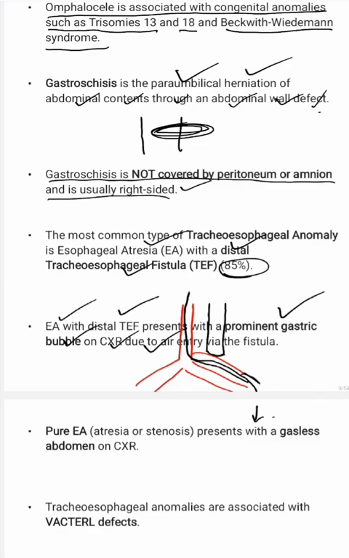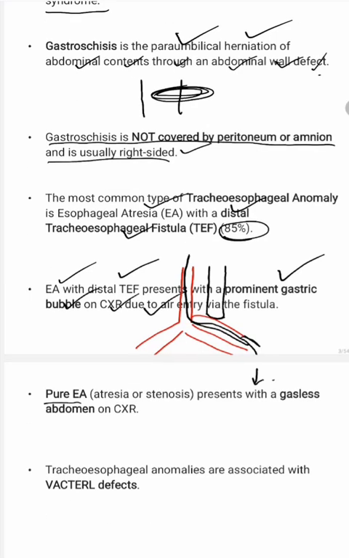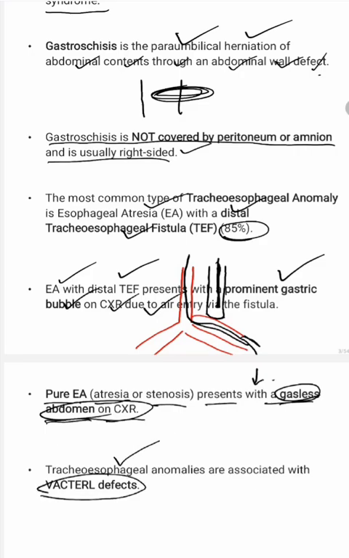and there is a gastric bubble on X-ray. Okay, now pure esophageal atresia or stenosis presents with a gasless abdomen on chest X-ray. If there is pure atresia, there will be a gasless abdomen. Now esophageal anomalies are associated with VACTERL defects.